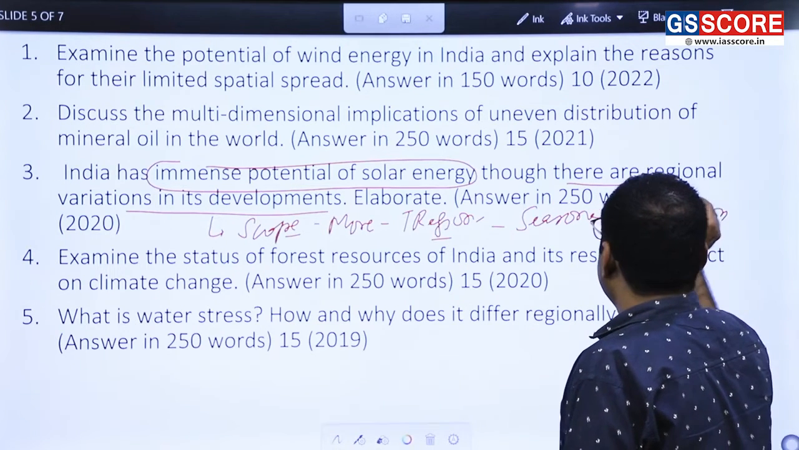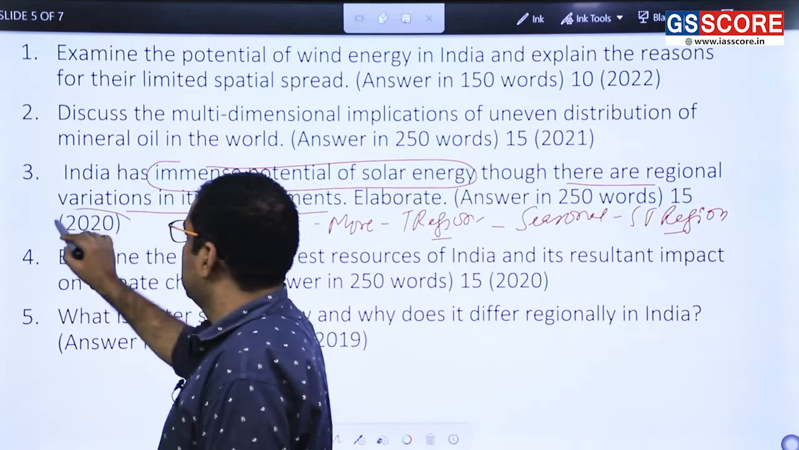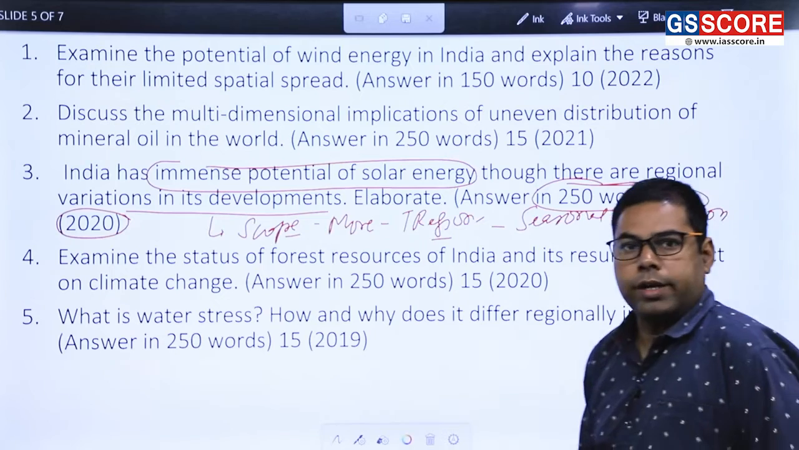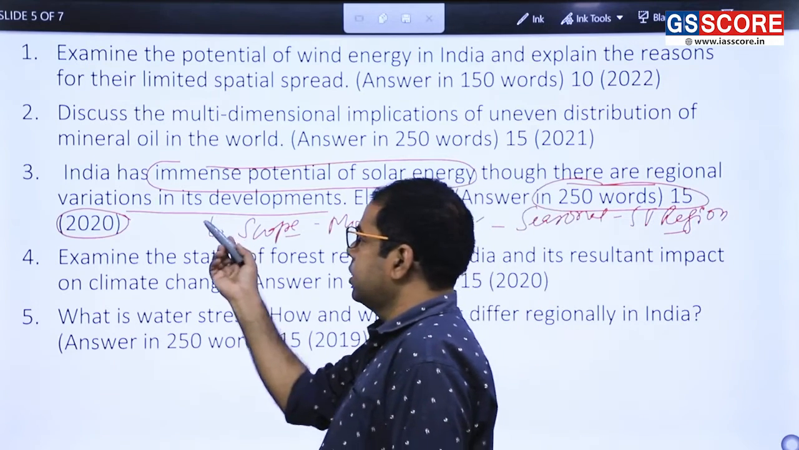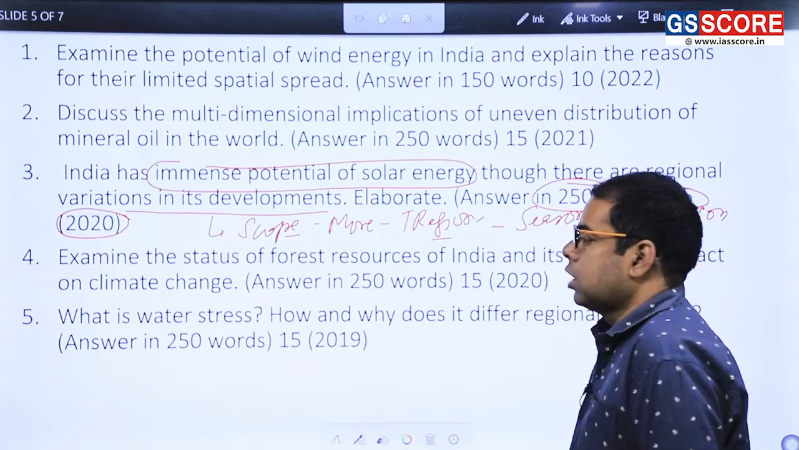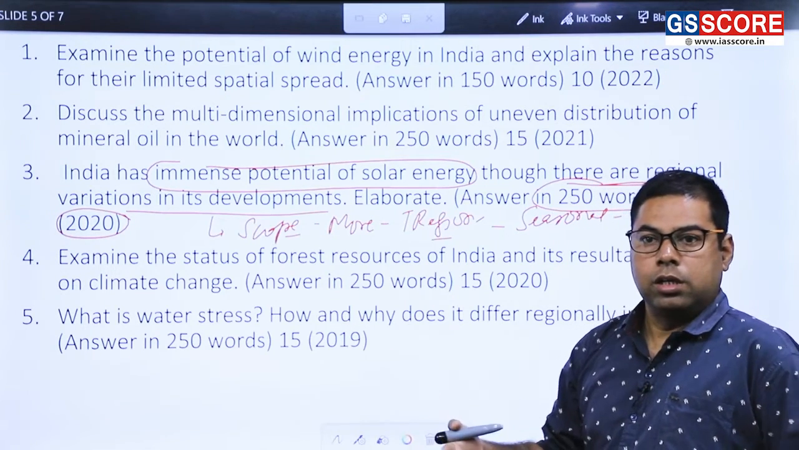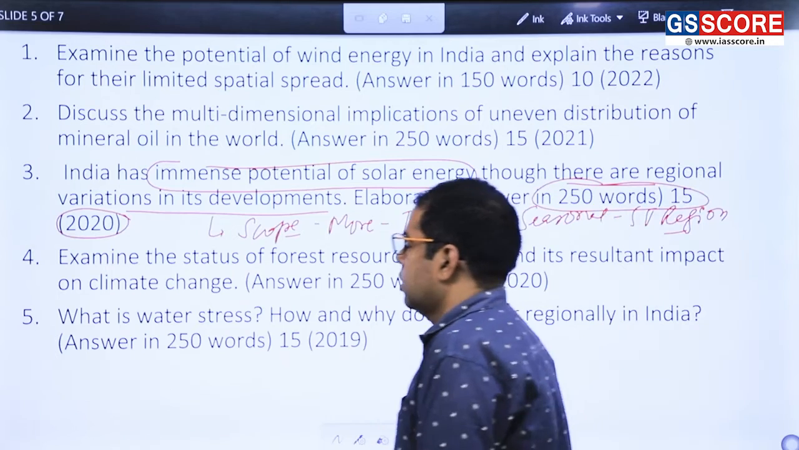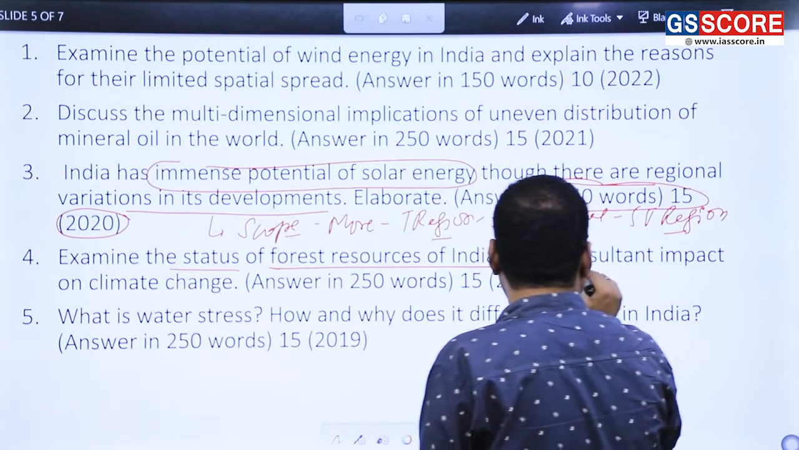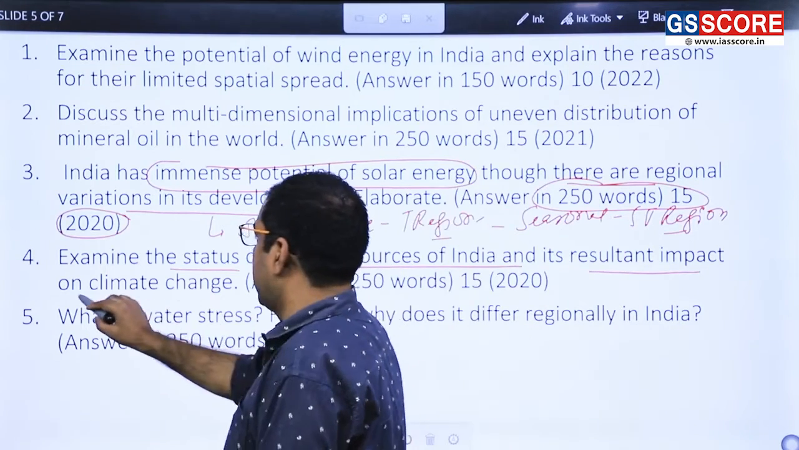You have to write the answer in 250 words, right? You can easily write it with diagrams, and you can also show the thermal zones of the country, right? Then the next question is: examine the status of forest resources of India and their resultant impact on climate change.